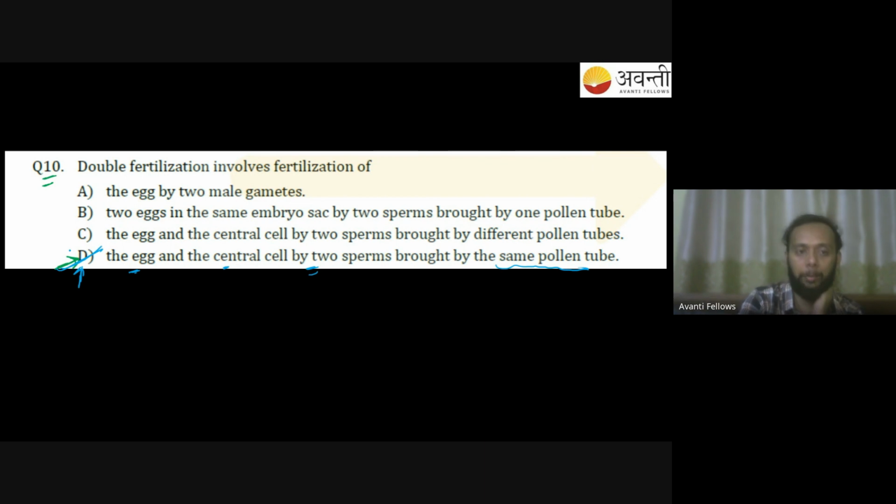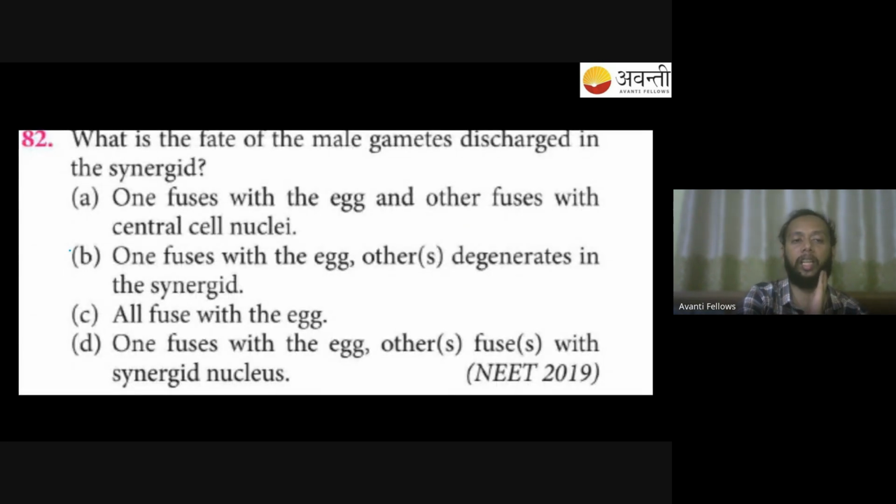So that is why option D becomes my correct answer. ठीक है, अब next question करेंगे हम थोड़ा सा ध्यान से। अब यहाँ से आपके नीट के क्वेश्चन स्टार्ट। These are my NEET questions, so now please try to solve them. Okay, what is the fate of a male gamete discharged in the synergid? Now take your time, take your 30 seconds and then raise your hand.